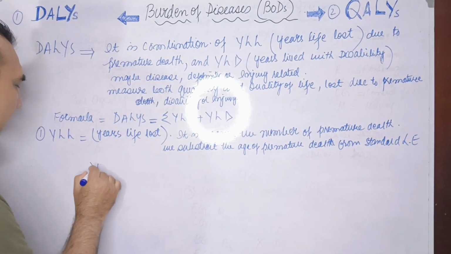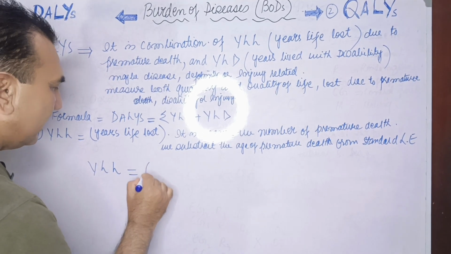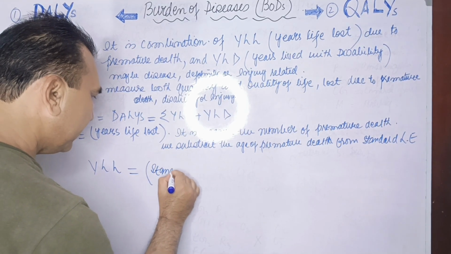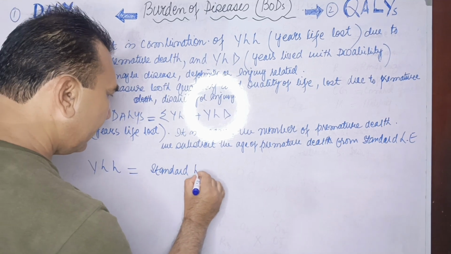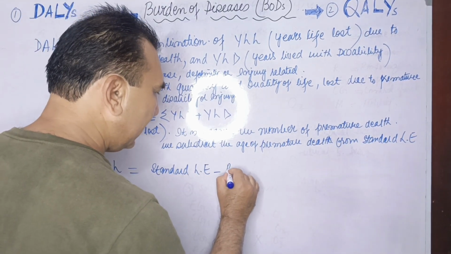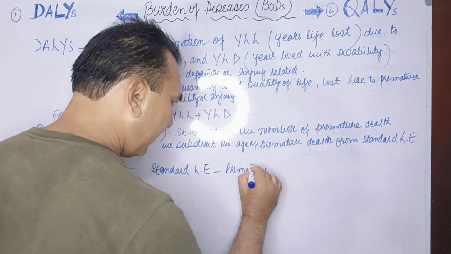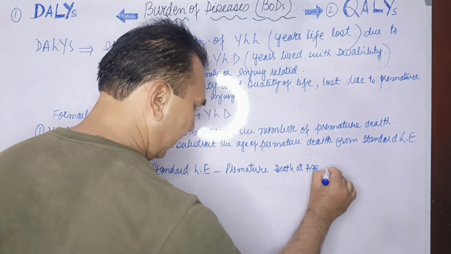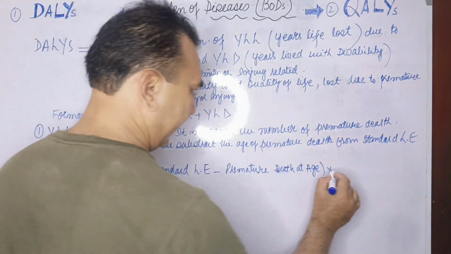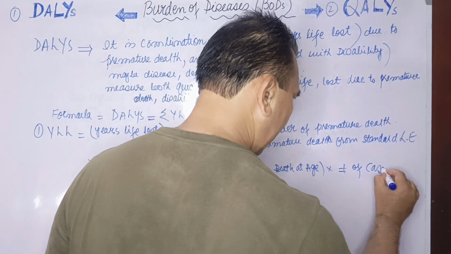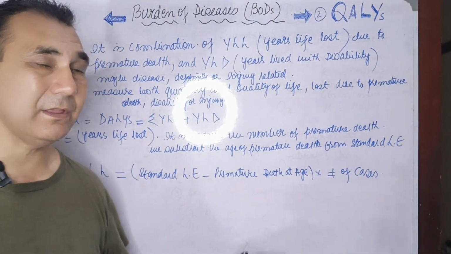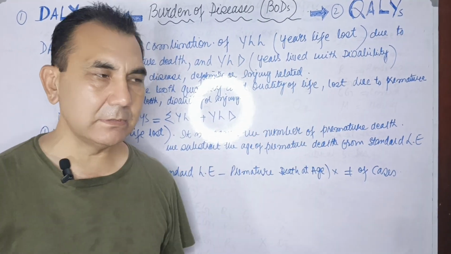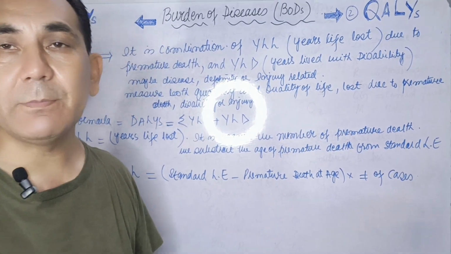Now, what is the formula for that? YLL is the standard life expectancy minus the age at premature death, and you can multiply it by the number of cases. You can calculate the YLL of one person, or of hundreds, thousands, and millions of people who died from a particular type of disease.